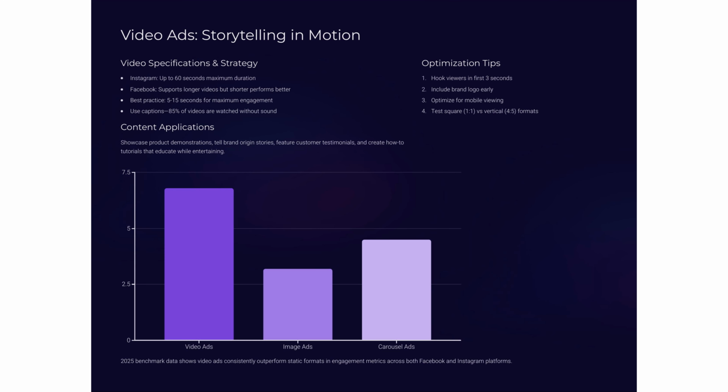Video ads excel in storytelling, offering dynamic engagement. Instagram allows up to 60 seconds, but shorter videos, ideally 5 to 15 seconds, perform best. Captions are crucial as 85% of videos are watched without sound. Use them for product demos, brand stories, and tutorials. Hook viewers in the first 3 seconds, include your logo early, and optimize for mobile.